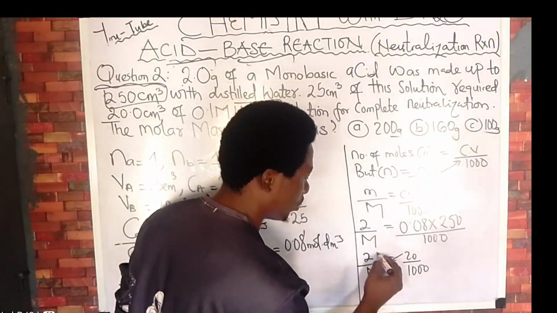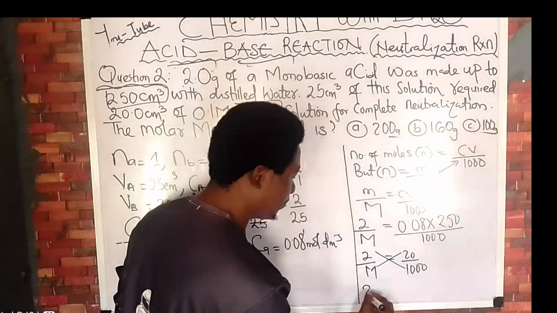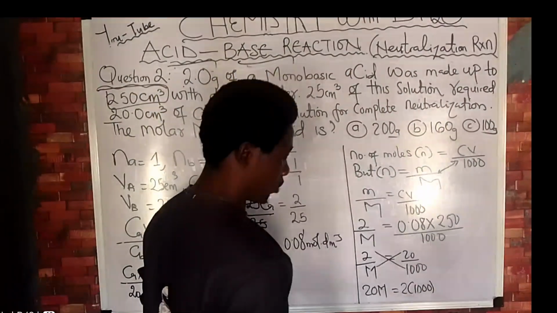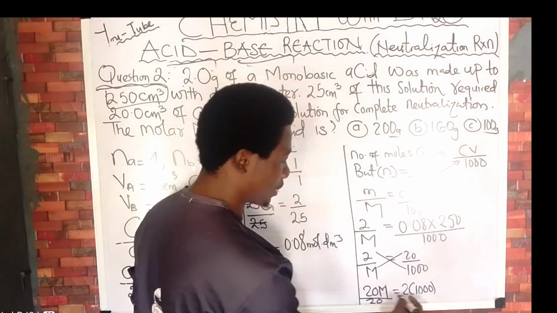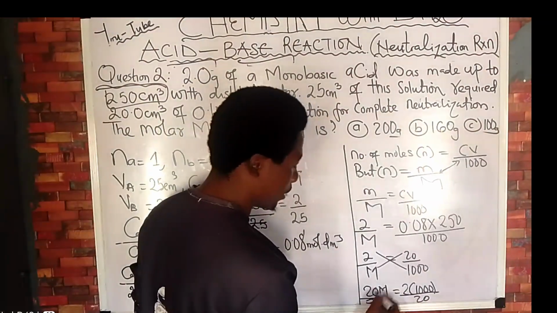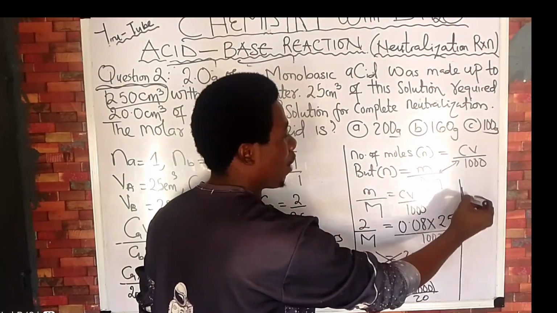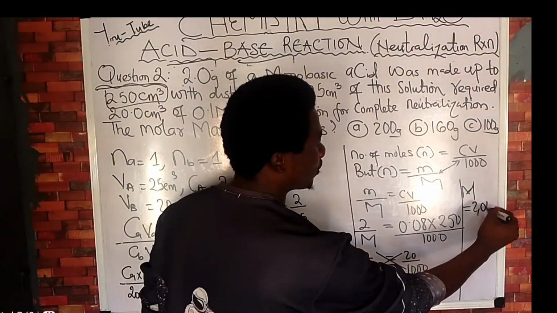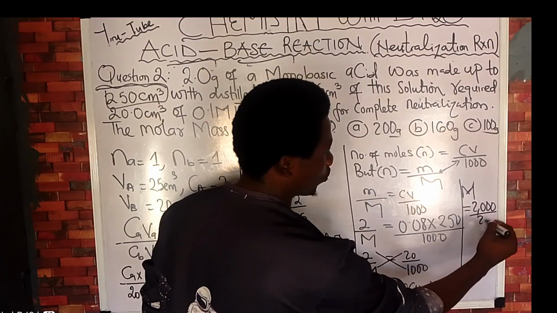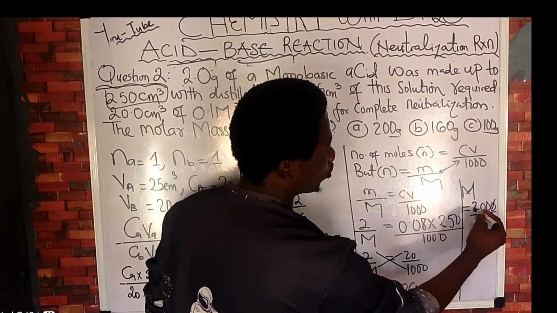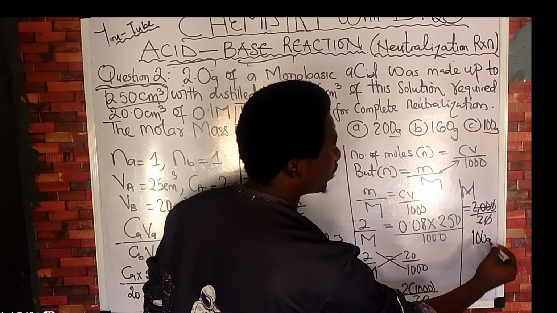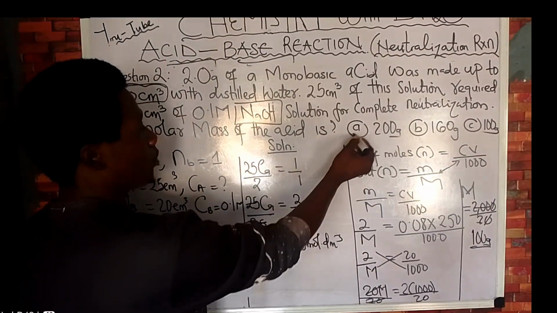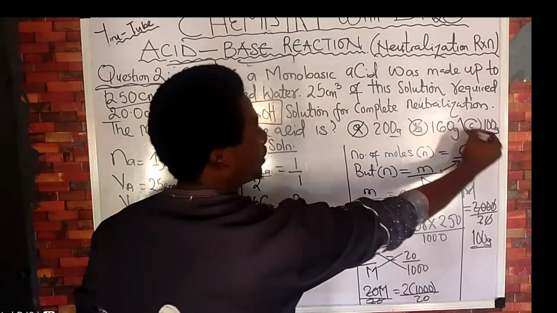So what do we do? I think we have to cross multiply. 20 times n, 20n, equals 2 times 1000. Okay? I think we divide both sides by 20. So this cancels this. Our molar mass will be equal to 2 times 1000, which is 2000, divided by 20. 0 cancels 0. 2 goes into 200. You have 100 grams. That's the molar mass of the acid. So the option is not A, it is not B, it is C.